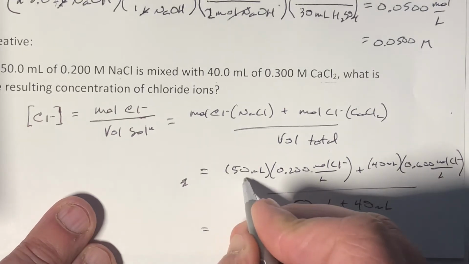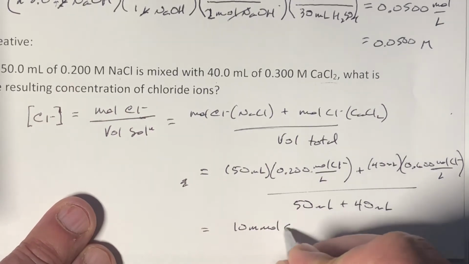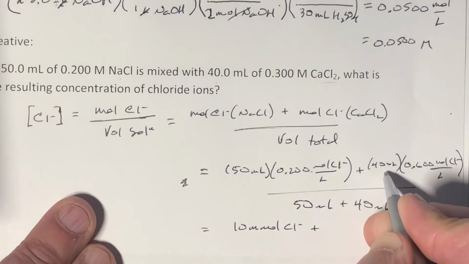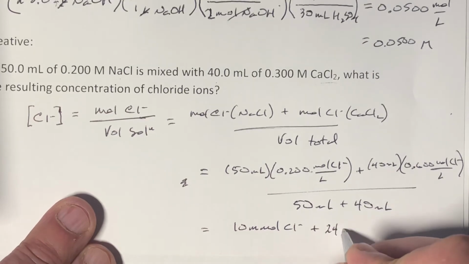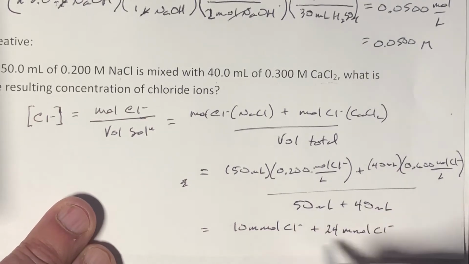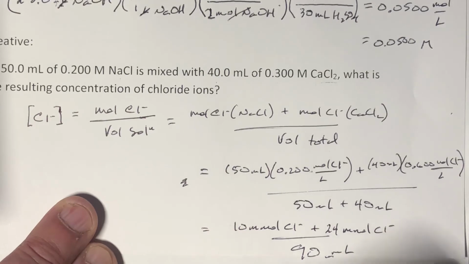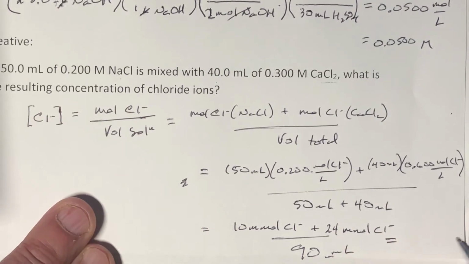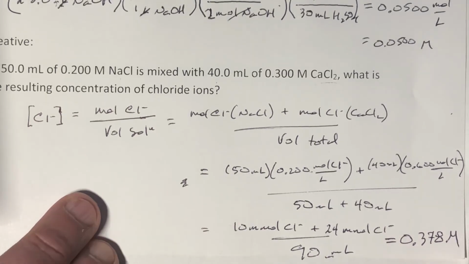So taken together, that 50 times 0.2 is going to give me 10 millimoles of chloride, plus 40 times 0.6 is 24 millimoles of chloride, and that'll all be over 90 mLs. So squeezing it out here at the end, that 34 millimoles over 90 milliliters gives me 0.378 millimoles per milliliter, or that works out to be that in molarity.